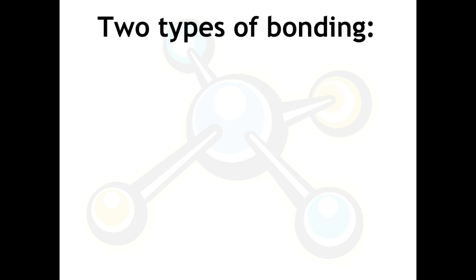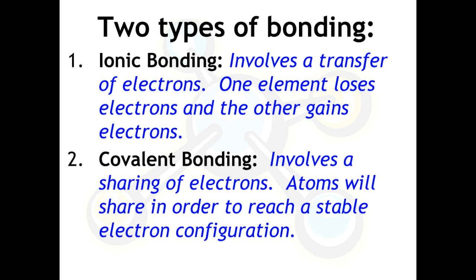Okay, moving on. There are two types of bonding that we're going to talk about. There's ionic bonding. It involves a transfer of electrons. So one element loses electrons and the other element gains electrons. It is a metal to a nonmetal within the bond. Covalent bonding involves a sharing of electrons. Atoms will share in order to reach a stable electron configuration. That is nonmetal bonded to a nonmetal.